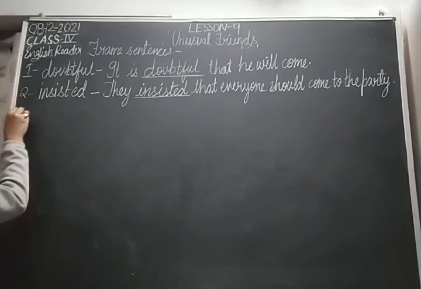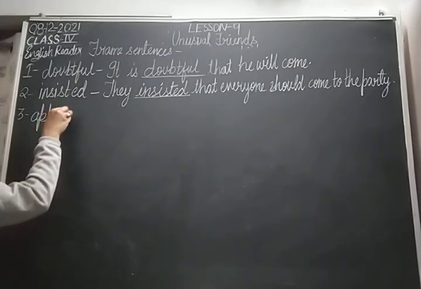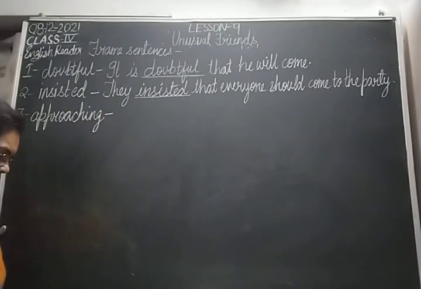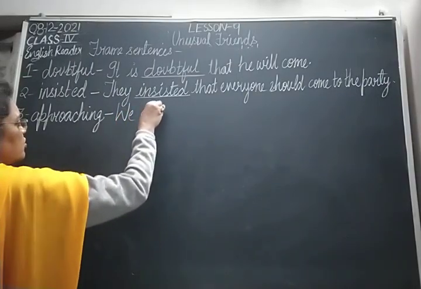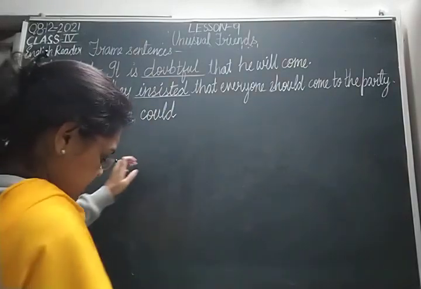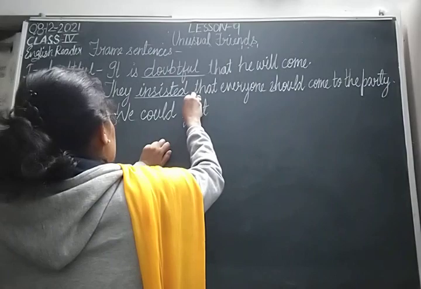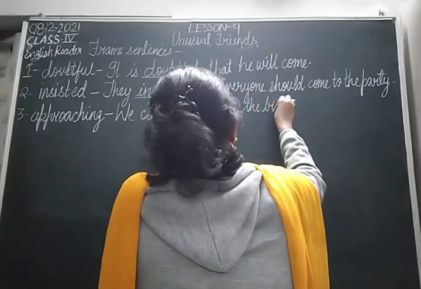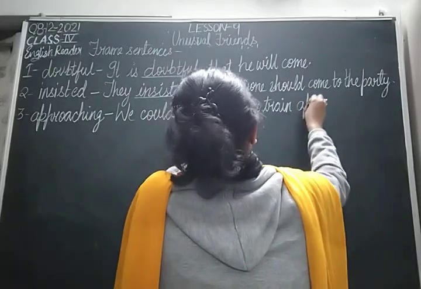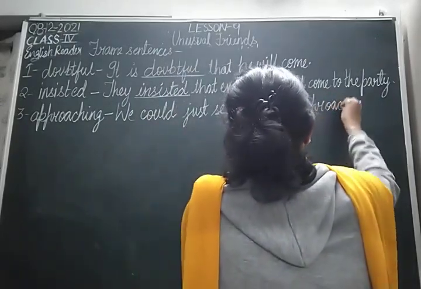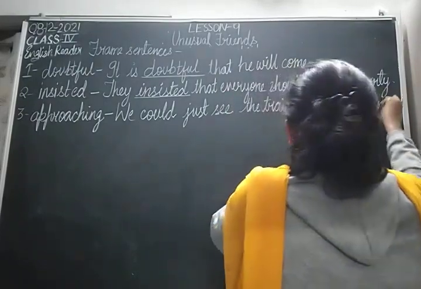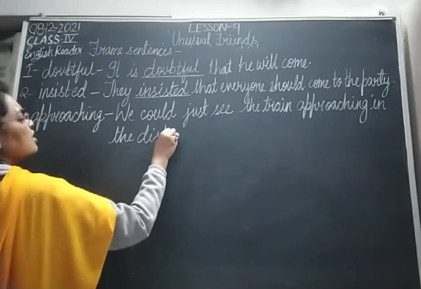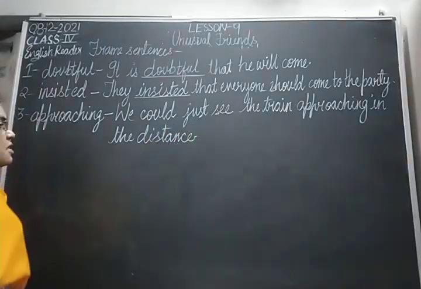Then the third word is approaching. Approaching means coming. And the sentence is, we could just see the train approaching in the distance. We could just see the train approaching in the distance.